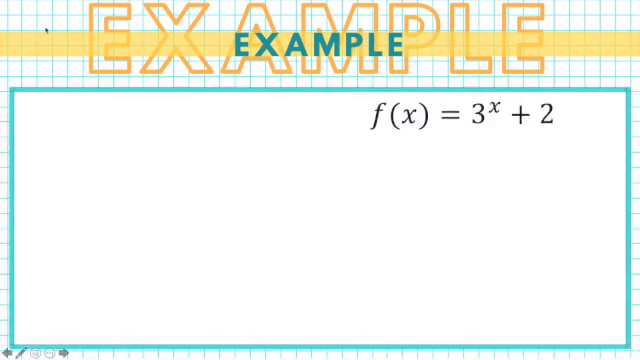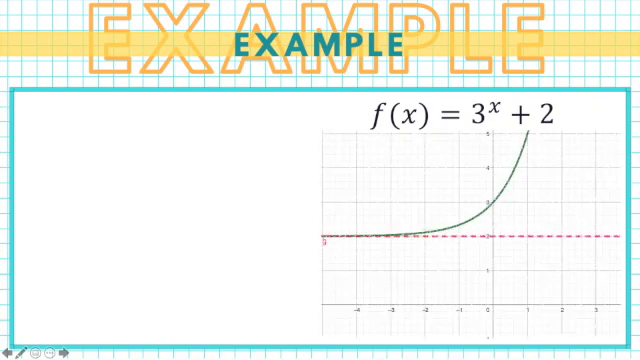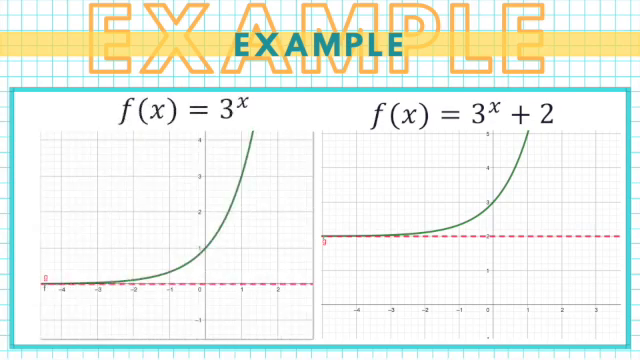Next, let's have the function f of x is equal to 3 raised to x plus 2. Notice that in this function, we added 2 to 3 raised to x, which is our example from earlier. If we try to graph this function, the graph would look like this. Comparing the graph to the original function f of x is equal to 3 raised to x, you'll notice that the graph has the same curve. It looks the same, but the graph and the asymptote moved 2 units upward. This particular scenario is called a translation.